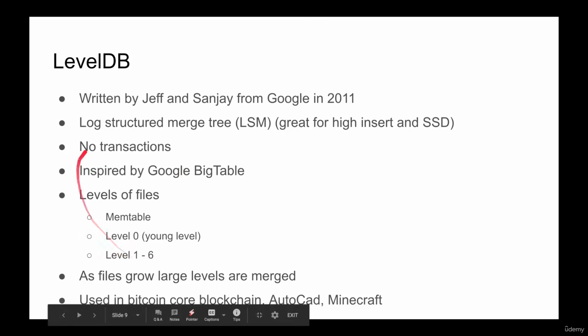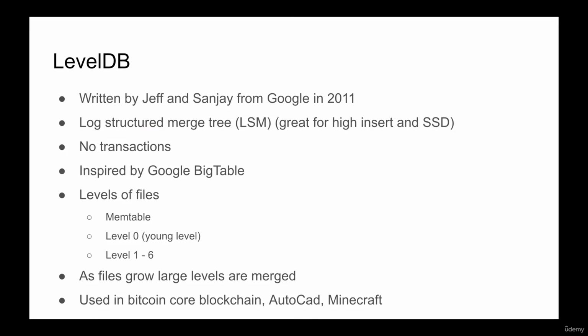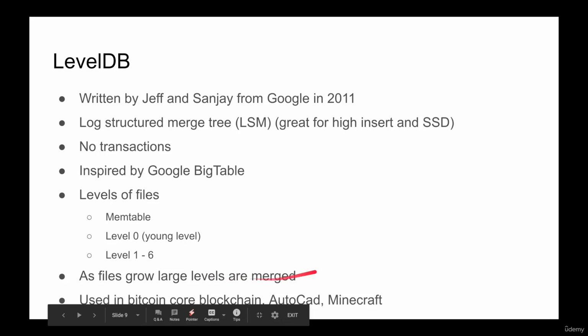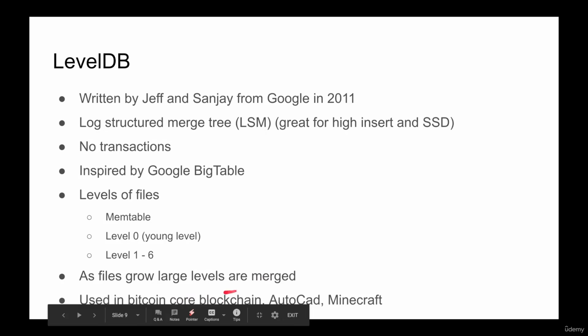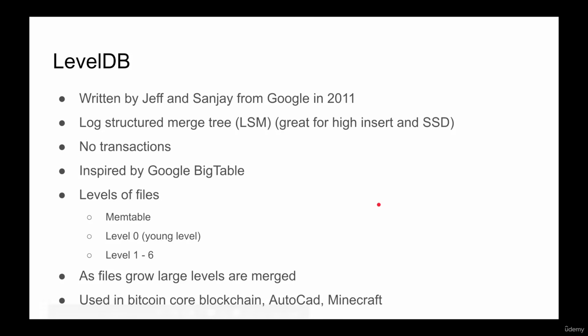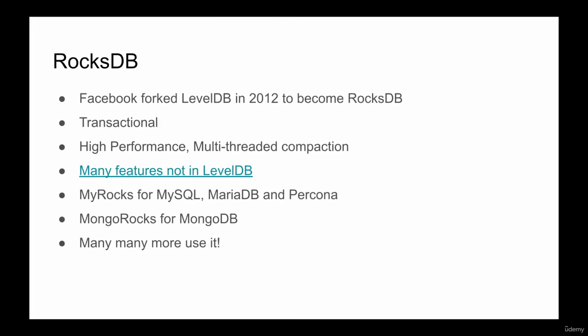And Facebook, when they looked at this, they did not like this too much. So they built their own database that we're going to talk about in a minute. As files grow larger, levels will be merged and flushed to disk. Merge these two, flush it, okay? Used in Bitcoin Core. Bitcoin Core is actually using LevelDB. AutoCAD, some version of it, is using LevelDB internally. And Minecraft Pocket Edition also uses LevelDB, okay?